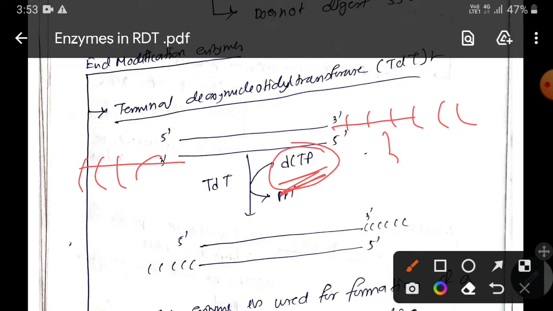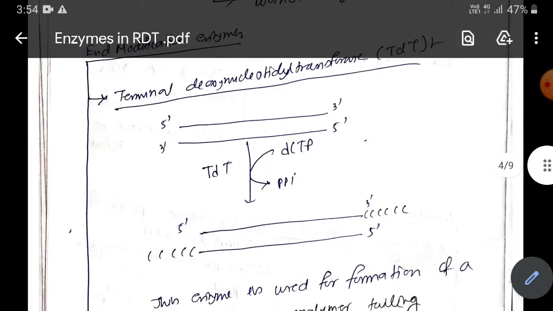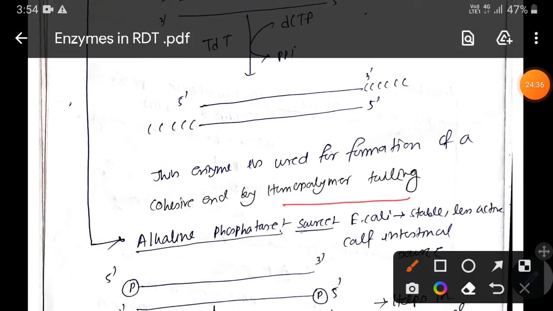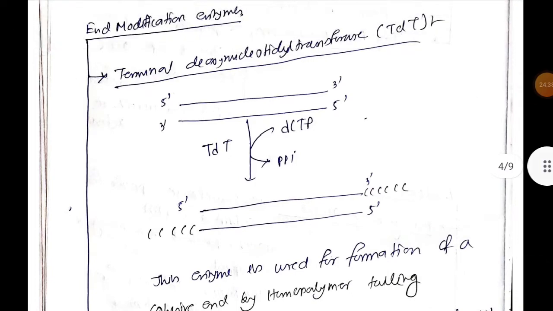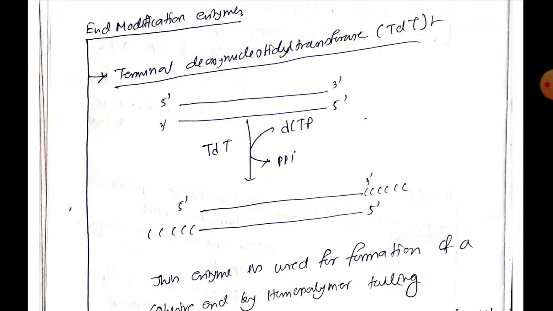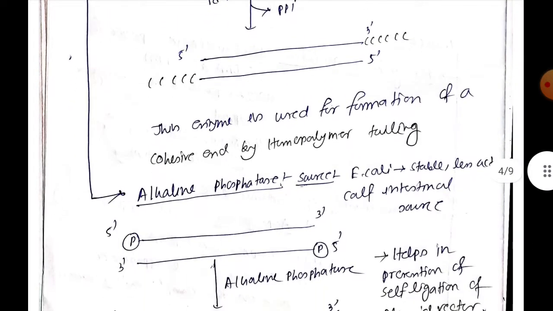Okay, so it is also another important function of TdT that you need to remember, that is, TdT also has the ability to form the 3' staggered end. And the process is called homopolymer tailing, because remember the 3' end is usually called the tail, and here we are adding the homopolymer, right? Homopolymer means the polymer that has only one kind of nucleotide. That is what we are doing with the help of terminal deoxynucleotidyl transferase, right?